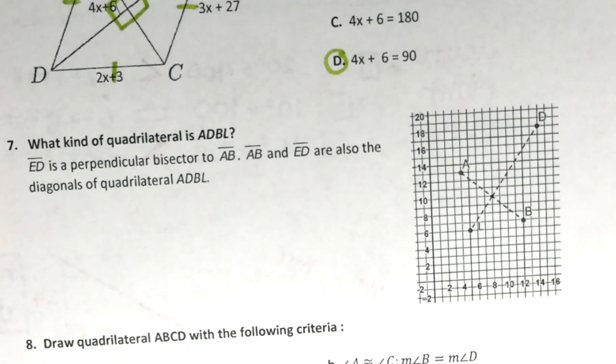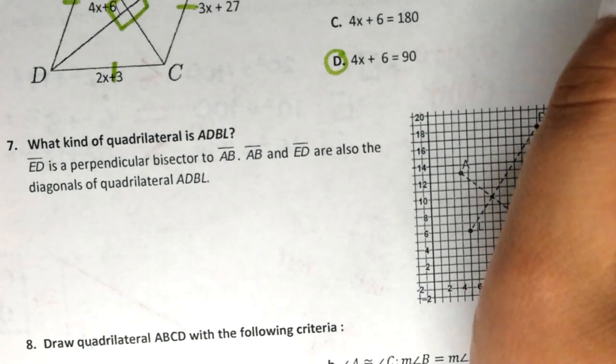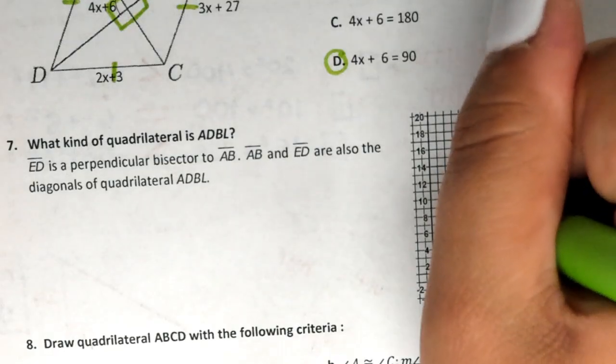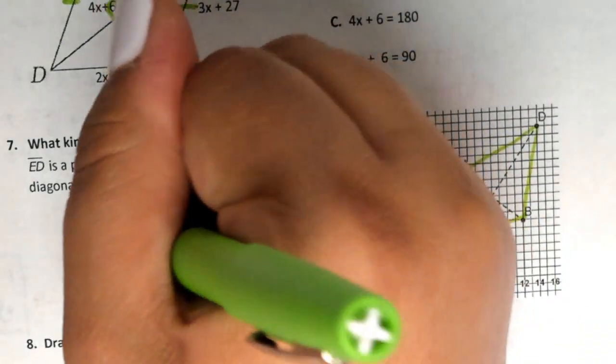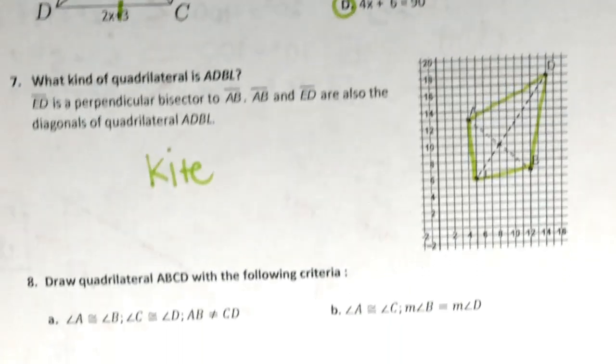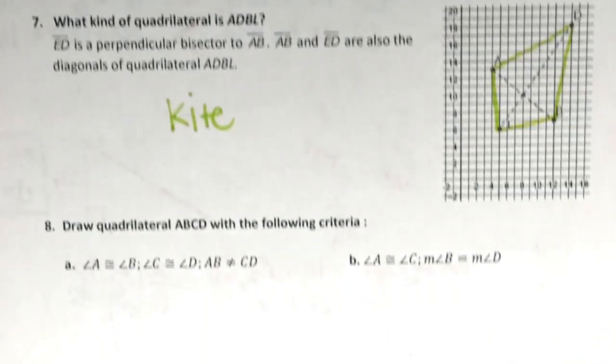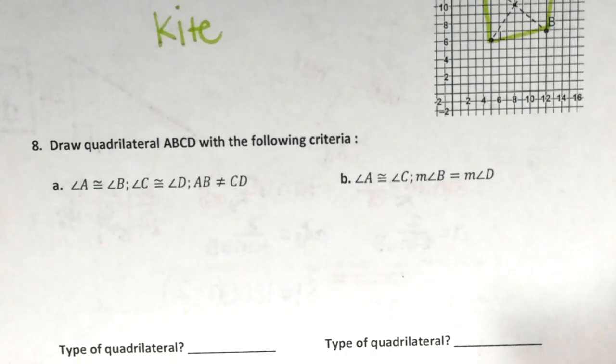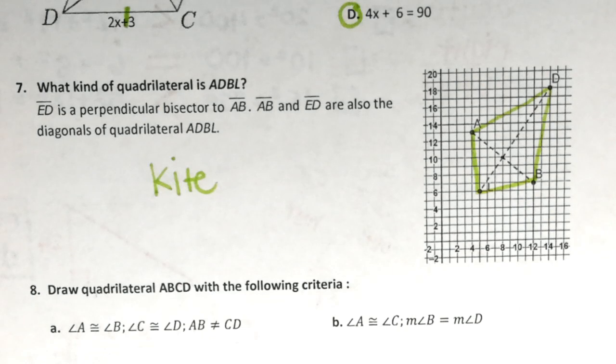Y'all, what shape is this? Bam, we're done. That's it. It's a kite.